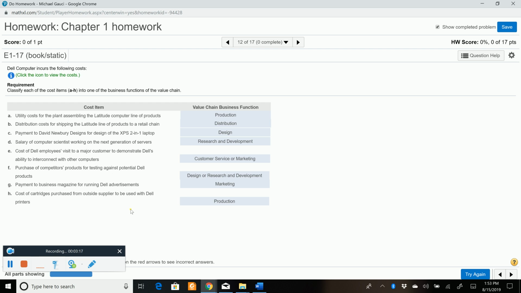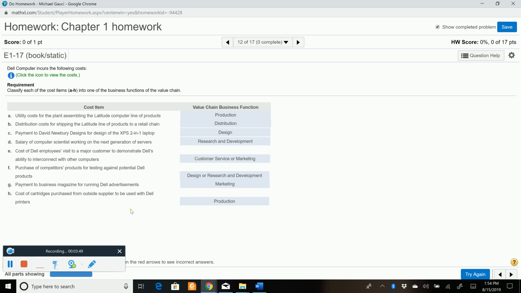Letter F, purchase of competitors' products for testing against potential Dell products. So we are actually going out to the marketplace and buying our competitors' products. Kind of hard to believe, right? But if you really think about it, this is a good thing to do because we can look at our competitor's final product and test it as we decide what to build in the future. This would most likely be part of the research and development.